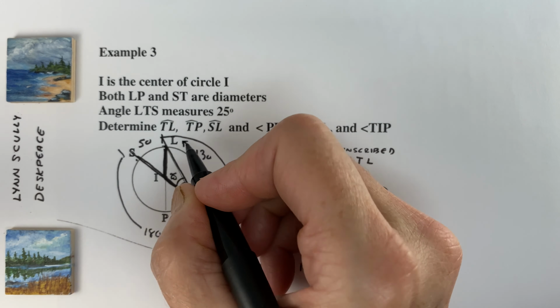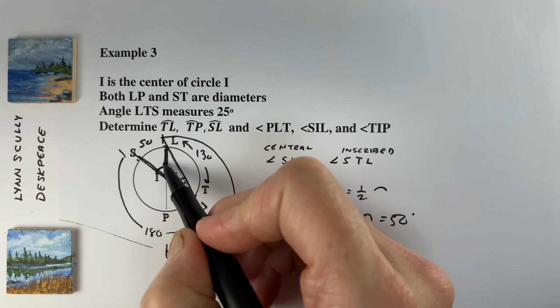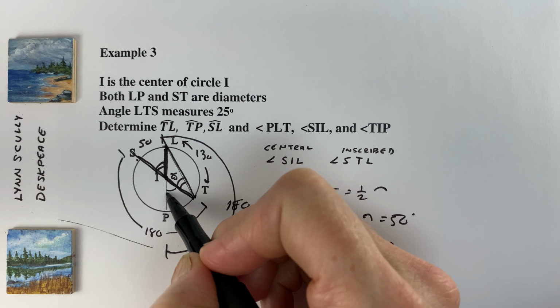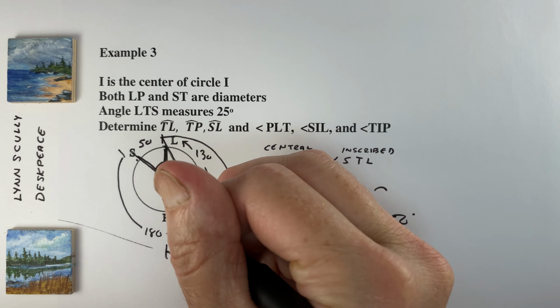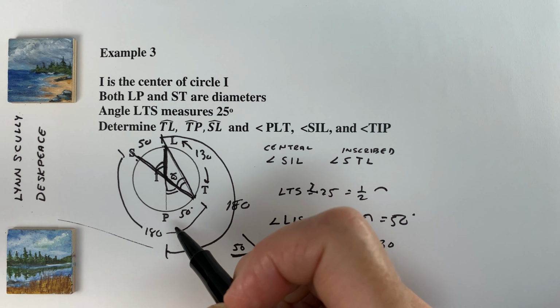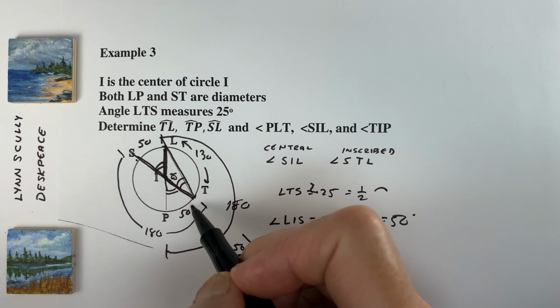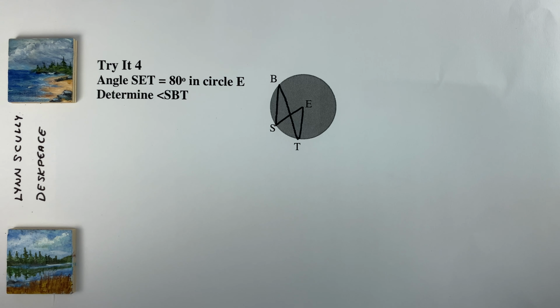This is getting super sloppy, but it's good to see how many things you can do in a single circle. Now, if this is 50 degrees, then this has to be 50 degrees because of vertical angles. So then arc PT is 50 degrees. And I think I answered everything. Oh, wait, how about SP over here? 180 minus 50, that's 130 degrees. All done. Just try it 4, pause the video, draw it on your paper, and try this out.